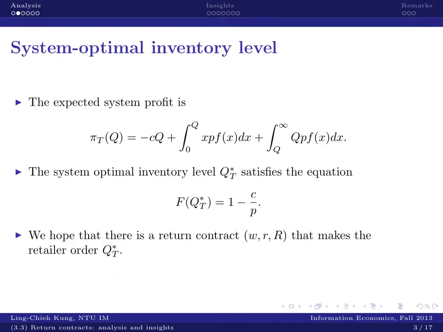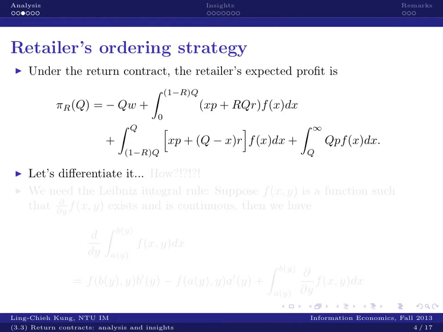Given the parameters C and P, we know what QT star should be, and we hope the return contract can induce the retailer to order this quantity. According to what we did in our last lecture, under the return contract the retailer's expected profit is this. We spent a lot of time deriving this result, and here we're going to depend on it to find the retailer's ordering strategy.